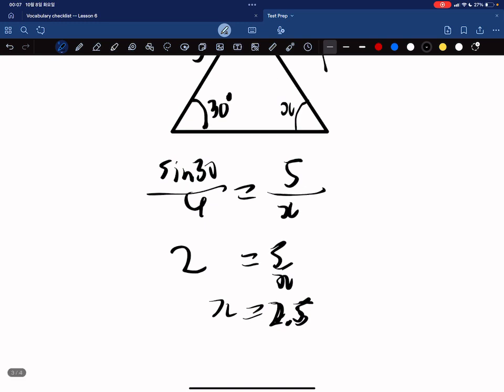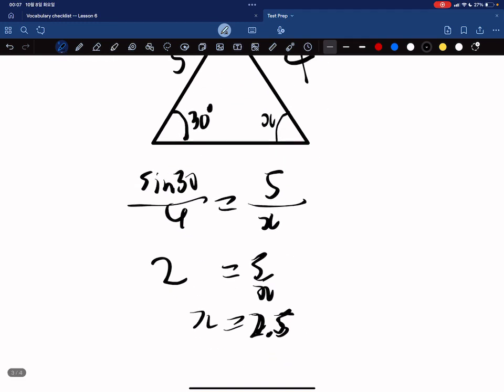I believe. That does not make sense. How did I get 2.5? Un momento. What the heck did I do?